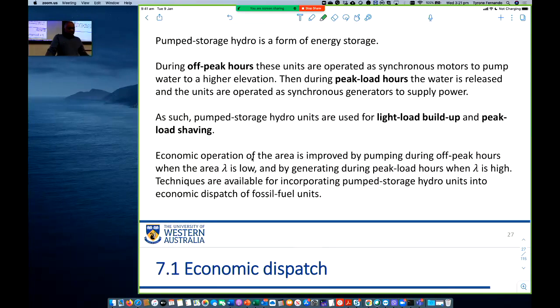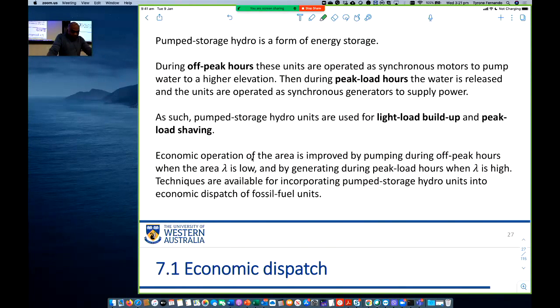Economic operation of the area is improved by pumping during off-peak hours when the area lambda is low. So when you're talking about area, it's a particular geographical area, because you want to ensure that the generation sources can meet the demand in that particular geographical area. When you're talking about electrical area, it's a defined boundary in a specific geographical area.